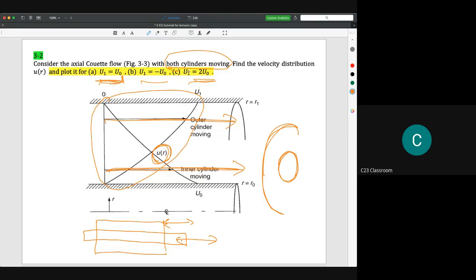If these two cylinders are moving, and we have a molecule here, this molecule will create a velocity distribution. Because the molecule has a no-slip condition, let's say in the simple case this cylinder is fixed and this cylinder is moving, it will create a velocity distribution like this. It means the molecule of fluid will flow, or move, in the z direction.